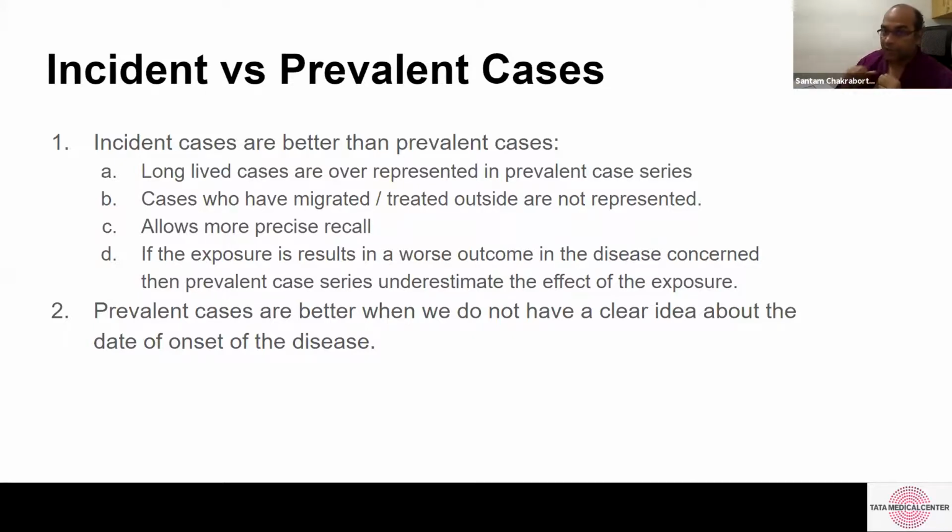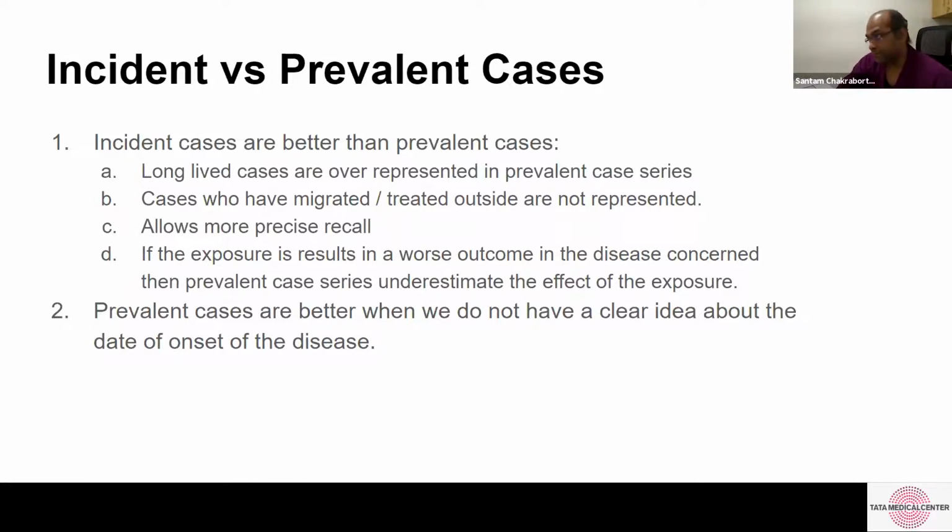Incident cases also have better recall. So, for example, if you are doing a case control study in lung cancer, you try to find out their smoking history 5 years ago, a newly diagnosed patient with lung cancer will probably recall it better than a patient who is on follow-up. And if the exposure is resulting in a worse outcome in the disease concerned, then prevalent case series underestimate the effect of exposure.